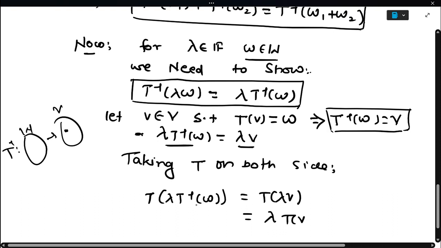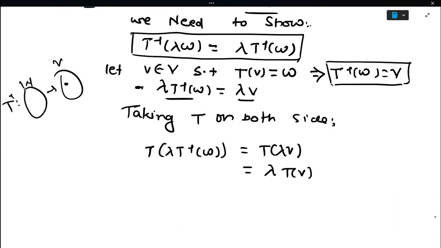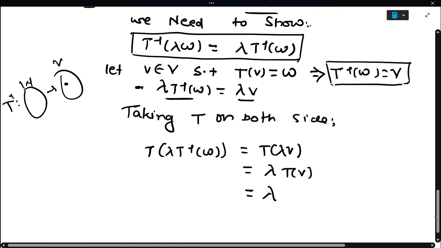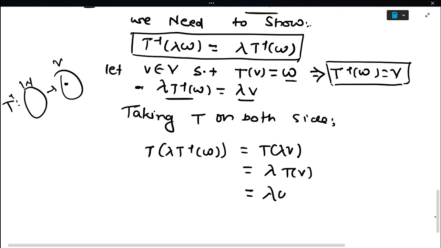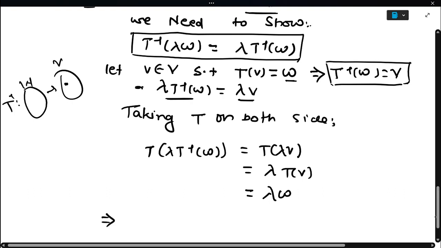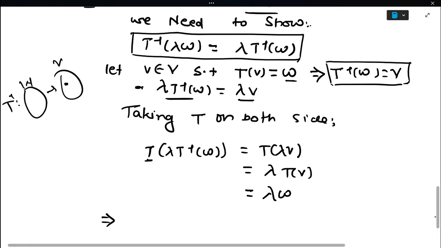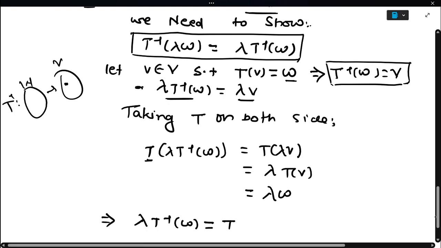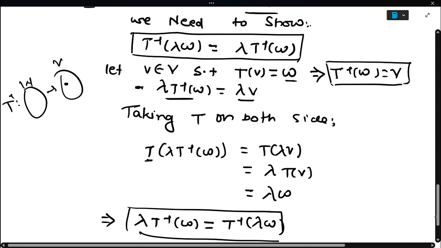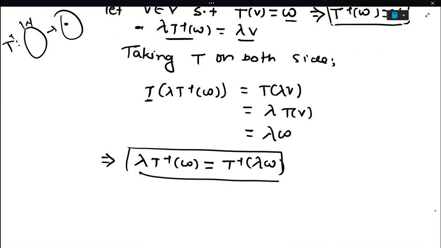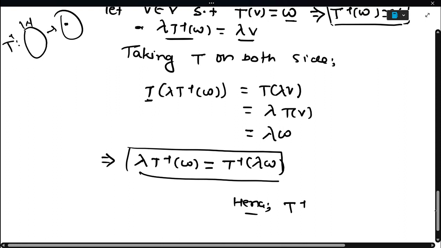Since T is linear, we can have lambda T of V, because of the properties of linearity, and T of V we can write as W. Now again taking T inverse on both sides, T inverse T will be identity, so we get lambda T inverse W equal to T inverse of lambda W. And what we needed to prove: T inverse of lambda W equals lambda T inverse W. And so T inverse is also a linear transformation.